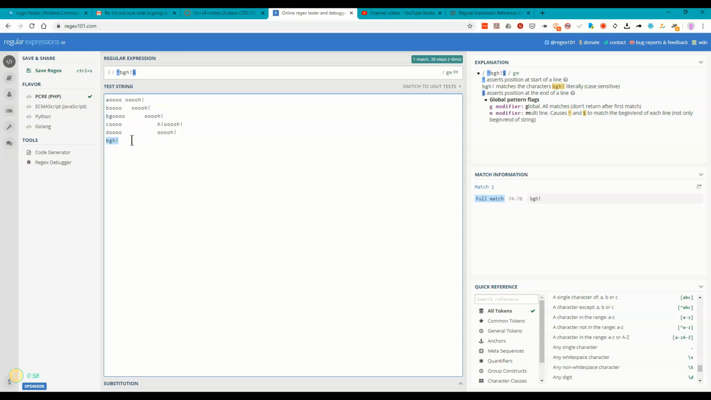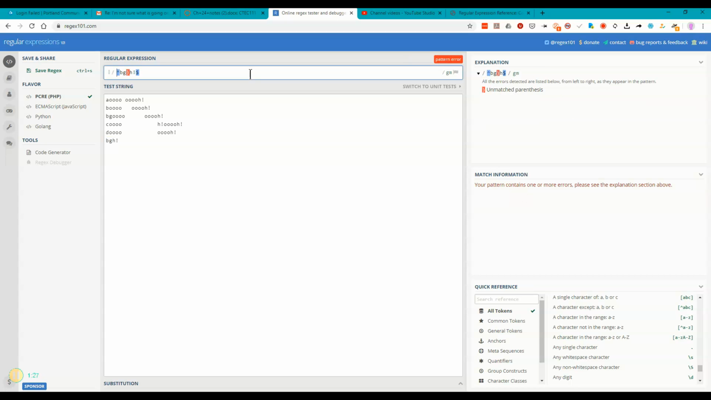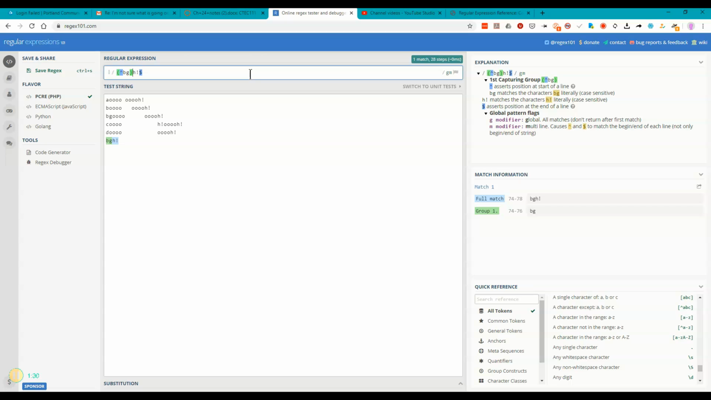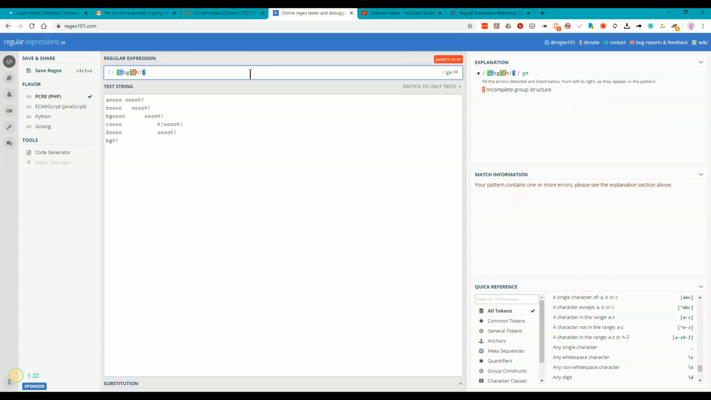Okay, now we have a problem. And the problem is, where does this stop? Does this begin with BGH and end with exclamation point? Or does it just begin with B and then end with GH exclamation point? We can't tell which of these characters in between belong with which of these symbols over here. So I can solve that with parentheses. This is the same way that you group things in algebra, for example. So let's put a set of parentheses around the first ones and a set of parentheses around the last ones.